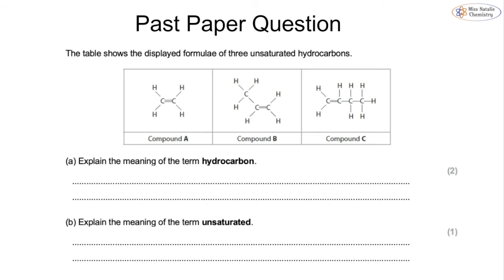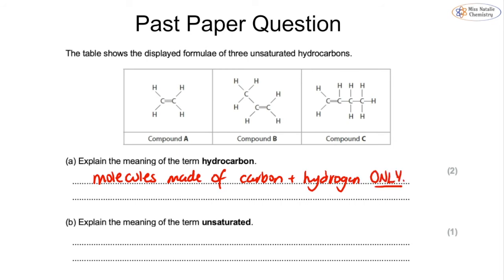So now let's take what we've learned in this topic and apply it to some past paper questions. So the table shows the displayed formula of 3 unsaturated hydrocarbons. Question A, explain the meaning of the term hydrocarbon. I've said several times now that this comes up time and time again in exam papers. So we have molecules made of carbon and hydrogen. And remember that keyword, only. That's where you get that second mark from.